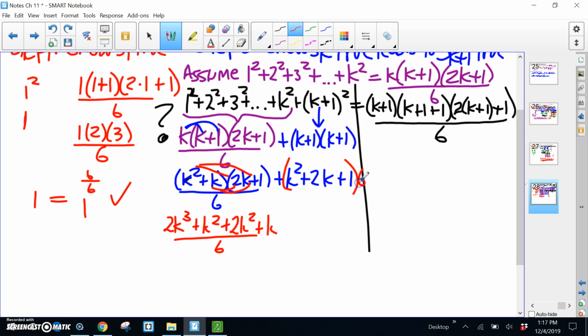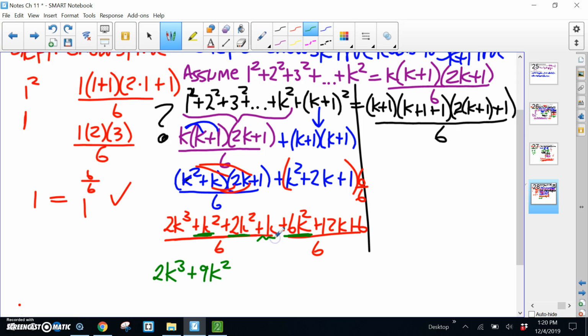And I'm going to take this and get a common denominator 6 here. I would have plus 6k squared plus 12k plus 6 over 6. I'm trying to get common denominator here. I will add the like terms. There's a 2k cubed. I see some k squared like terms. That's going to make 9k squared. Now we got some k plus 12k, that makes 13k. Plus that 6, all over 6 there.